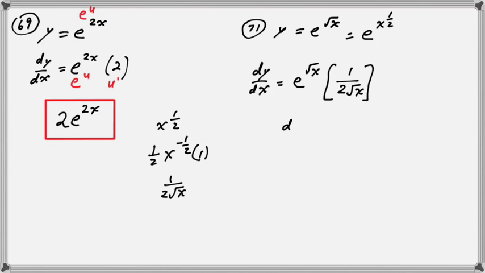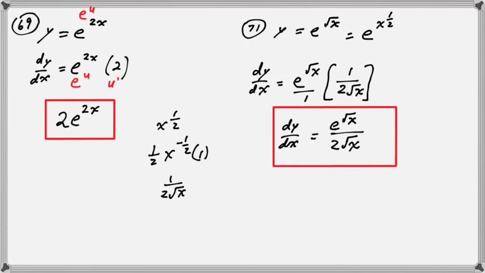But how would I write my answer now? Top times top would be e to the radical x. Bottom times bottom is 2 radical x. Any questions on 69 or 71, Brian? Yep. Okay.